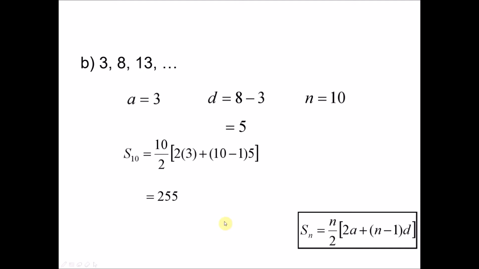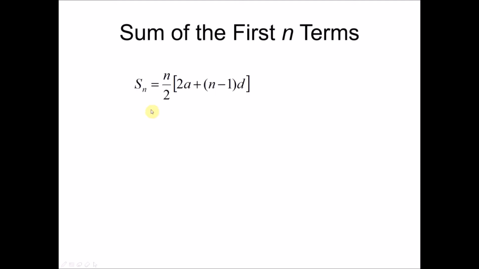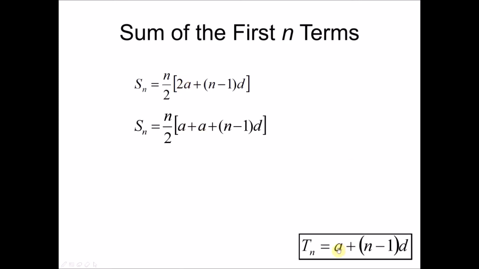Before we look at further examples, we come back to this formula again. You can see that 2a here actually means a plus a. A plus a equals 2a. So you can break this down into a and a. And remember, in the first part of the lesson, we learned that if you want to find the nth term, we use this formula. You can see that this a plus n minus 1 d is actually here.